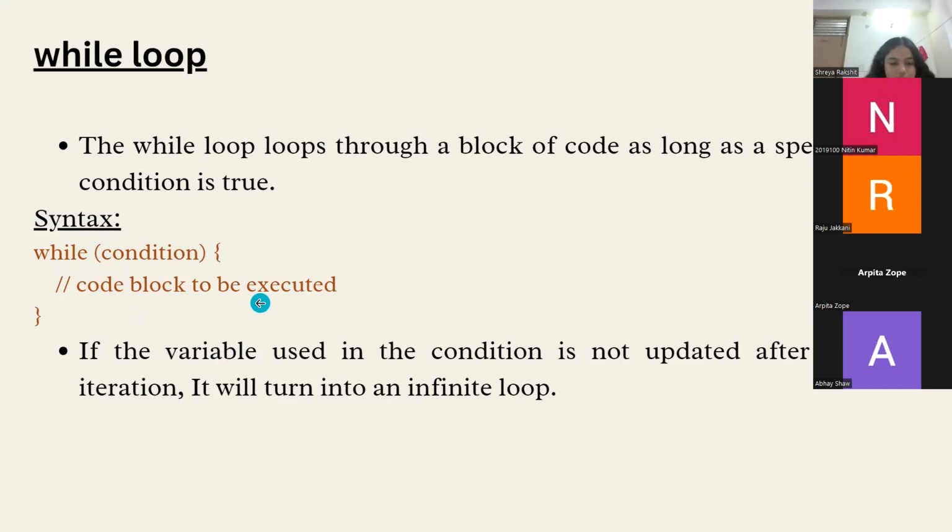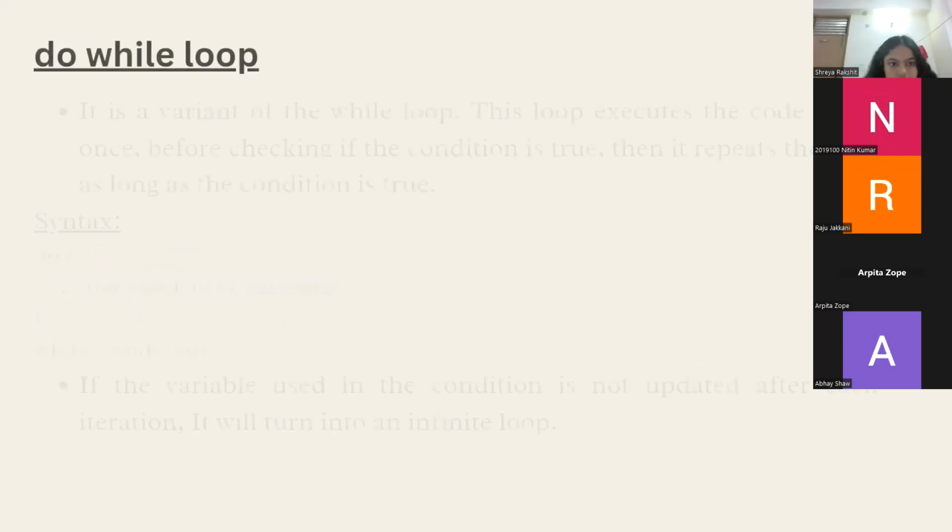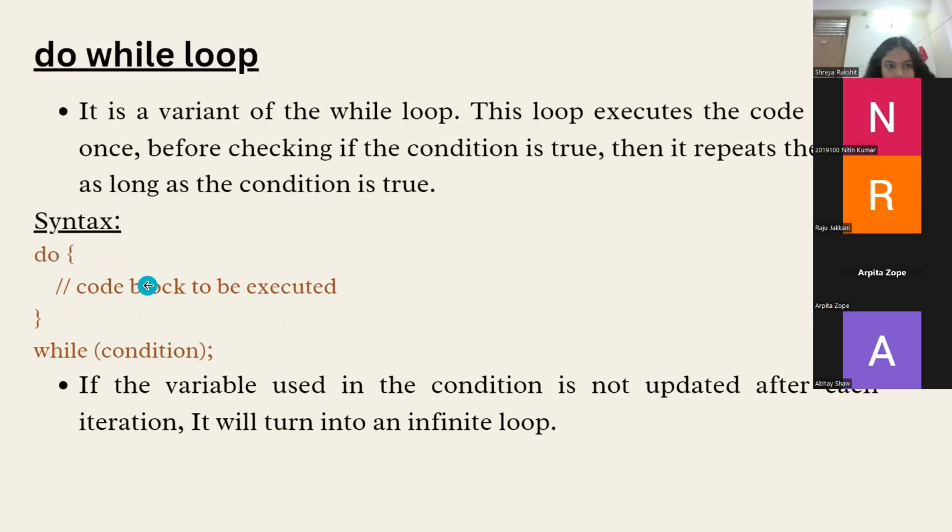And also, if we do not update the variables, then it will be converted into an infinite loop, and that may crash the operating system. The next one is the do while loop. It is a variant of the while loop. This loop executes the code block once before checking if the condition is true.